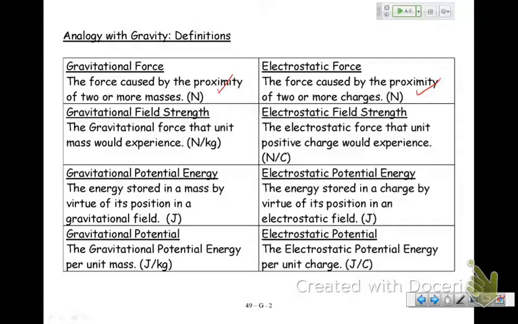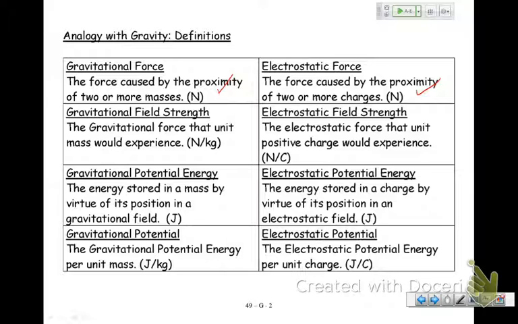With gravity, the forces are always attractive because we deal with mass, not antimatter. We deal with matter. But with charges, we have positive and negative charges available to us. So sometimes the force is repulsive and sometimes the force is attractive. So it's a little bit more complicated, but not much.